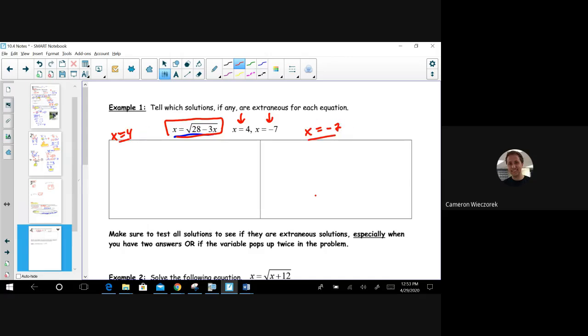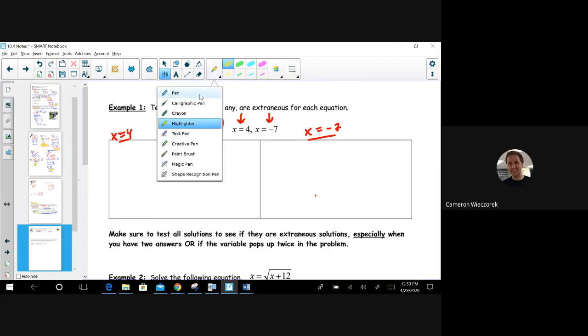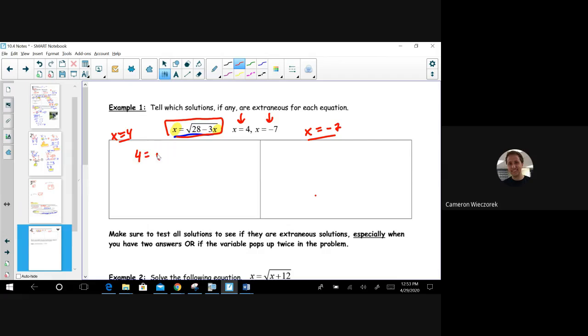Let's see what happens. Testing 4 means everywhere that I see the letter x, I'm just going to replace it with the number 4. So I get 4 equals the square root of 28 minus 3 times 4. And then I simplify both sides. Square root of 28 minus 12. You don't do the square root until the end. You got to do everything underneath first. 28 minus 12 is 16, and the square root of 16 is 4.